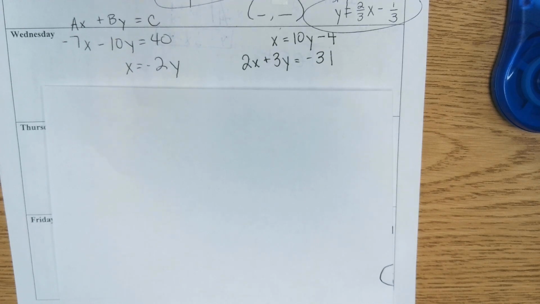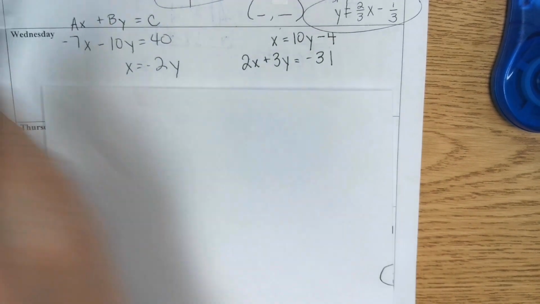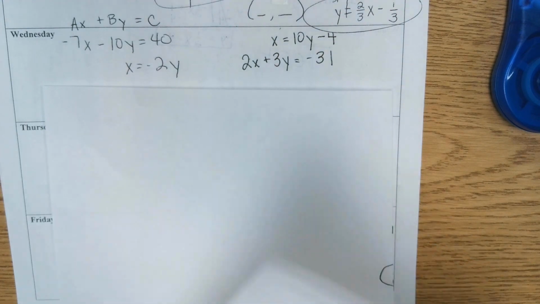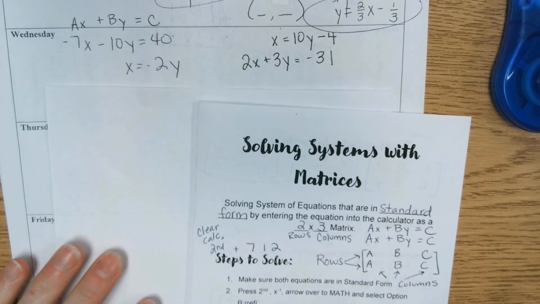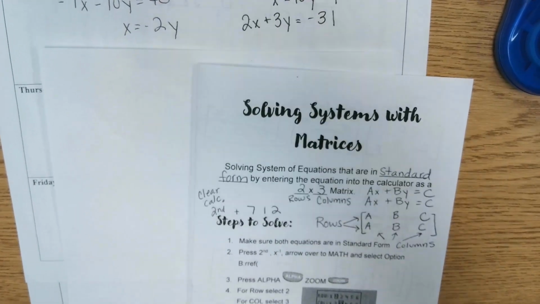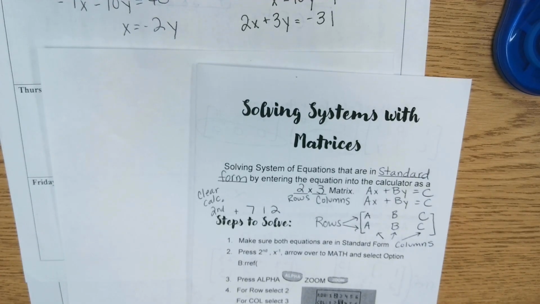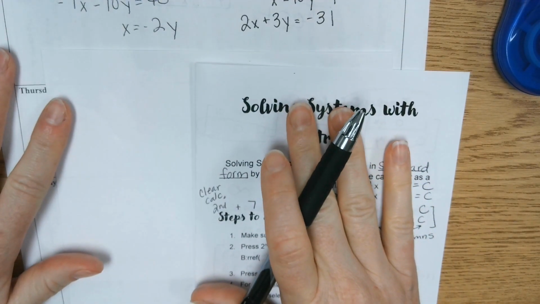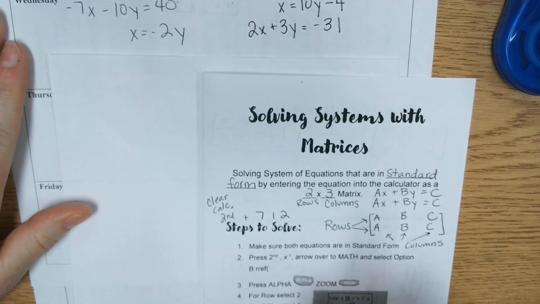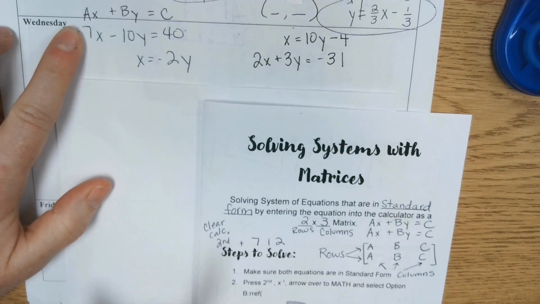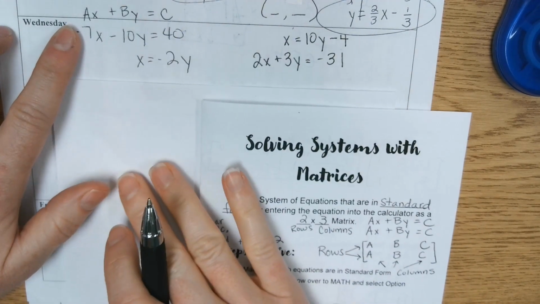Let's look at these two problems because this is going to help you on your Delta Math assignment today. So remember our notes from yesterday where we solved systems using the matrix in our calculator. Our matrix has to be written in this form. I went ahead and wrote this above it: AX plus BY equals C. If it's in that form, then we can put it in the matrix just like that, your coefficients.